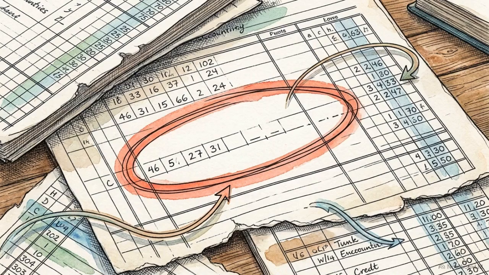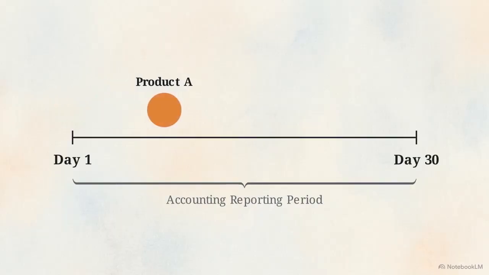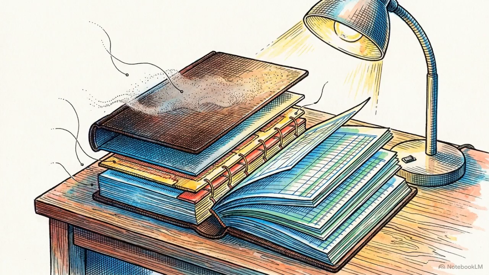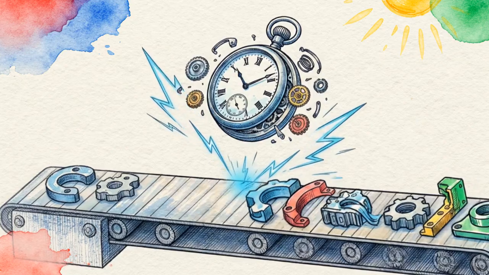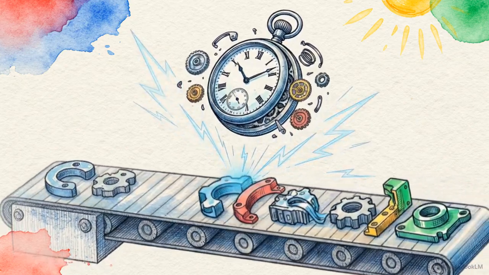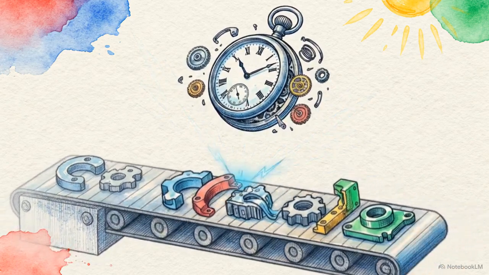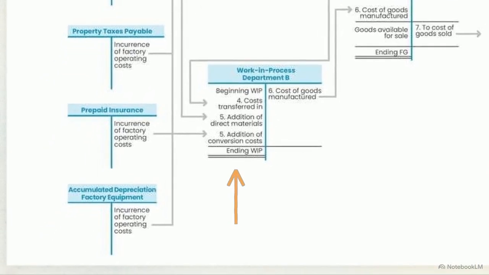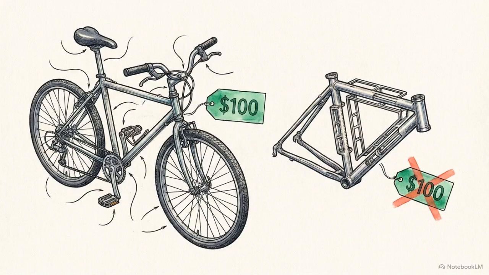There is a major complication in this system we just built. This flow assumes every unit that starts production finishes in the exact same reporting period. Imagine the financial books closing at midnight on December 31st. The continuous factory line stops for the reporting cutoff, leaving thousands of units sitting half-finished on the belt. Looking back at the flowchart, this physical reality is captured exactly here at the double-underlined ending work-in-process line in our T account. You cannot assign the full cost of a completed unit to a product that is only 50% finished.